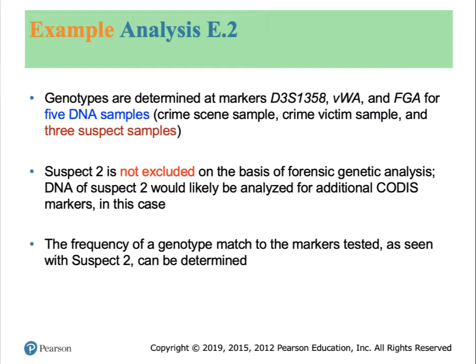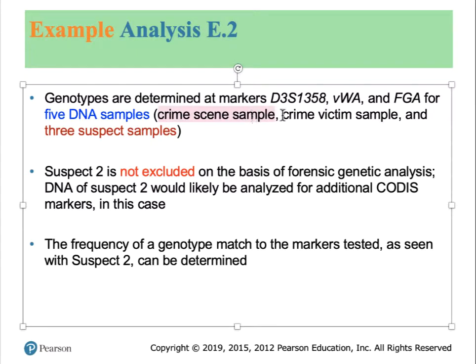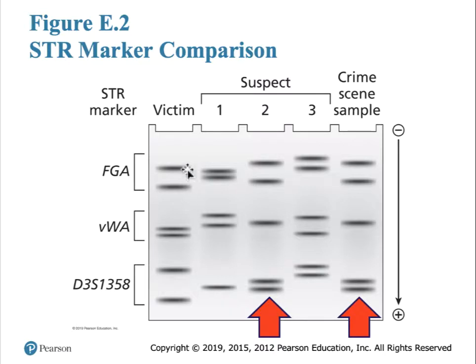Let's expand this analysis to include a crime scene where we have 5 DNA samples. 1 from the crime scene itself, 1 from the victim of the crime scene, and 3 potential suspects who may have been identified as being there. So here's the data. Here's the victim's profile, and this is the crime scene profile. The crime scene profile can help us eliminate the DNA of the victim, but in this case it doesn't seem to be contaminating the sample.